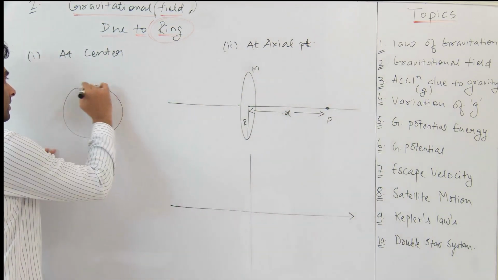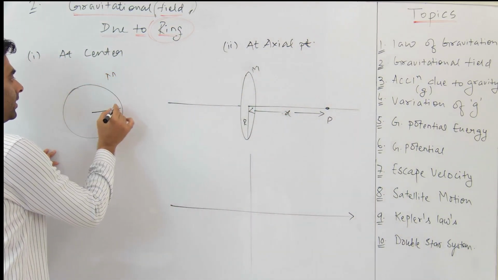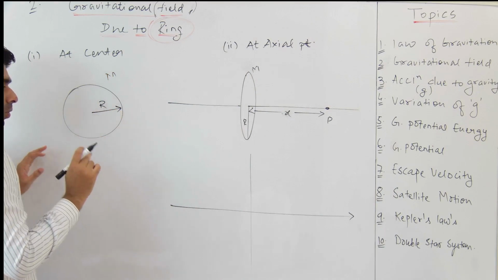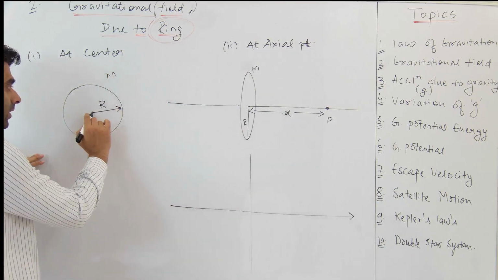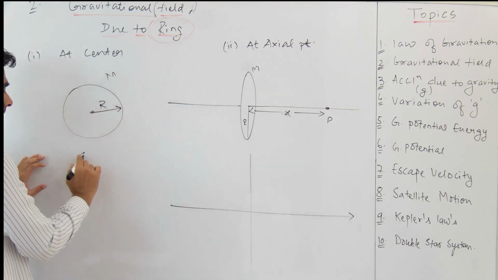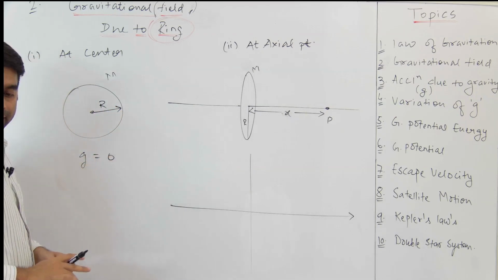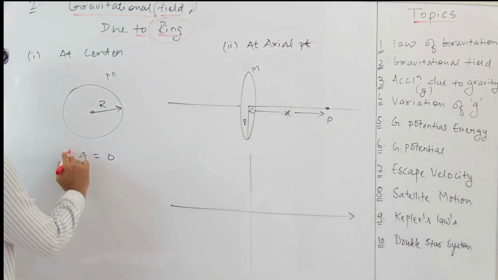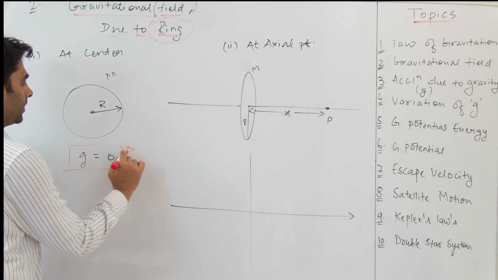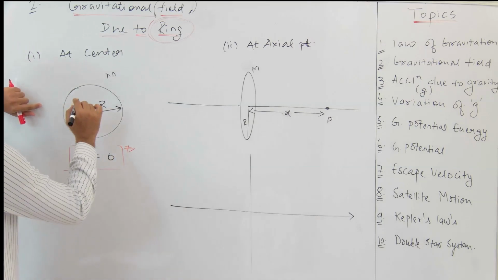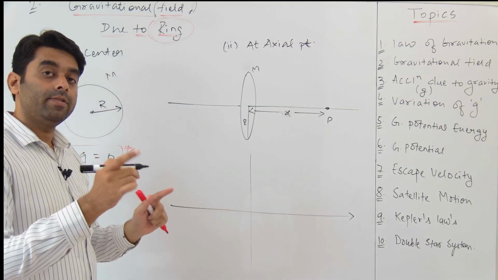So let's consider a ring of mass m and radius r. Over here the result is that at the center point the gravitational field is 0. Why is it 0? So the gravitational field at the center is 0 because, first of all, gravitational field is a vector quantity.